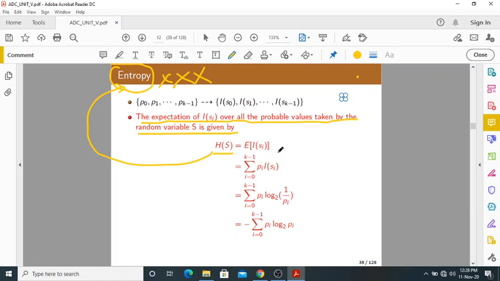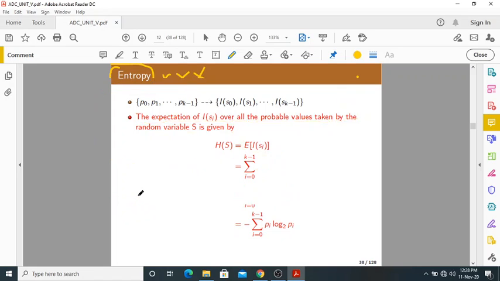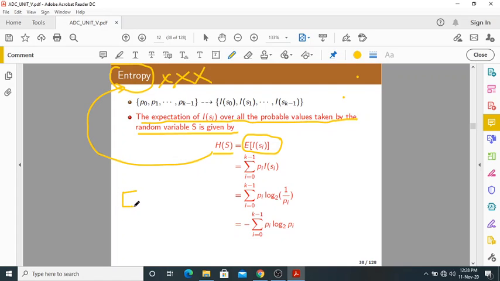Okay, here I want to find out the expectation of I of Si, which means the expectation of information or average value of information. If I ask what is the expectation of capital X, what formula do you write? The formula is summation of small x into the probability of x. Correct? In the same way, I want to know the expectation of I of Si. What do I write? Pi into I of Si, the probability into information.